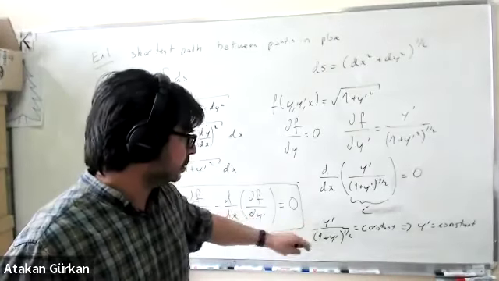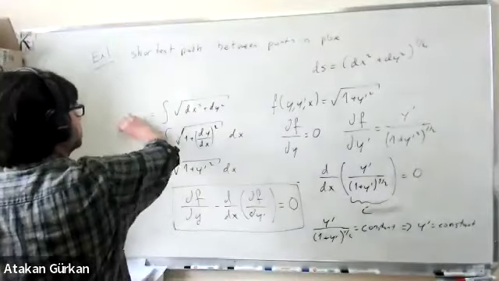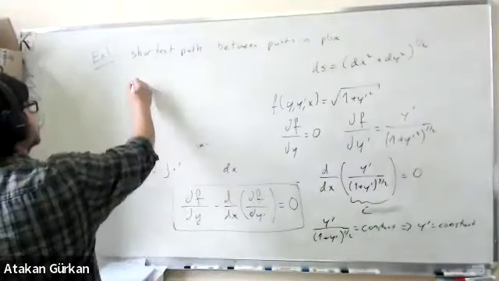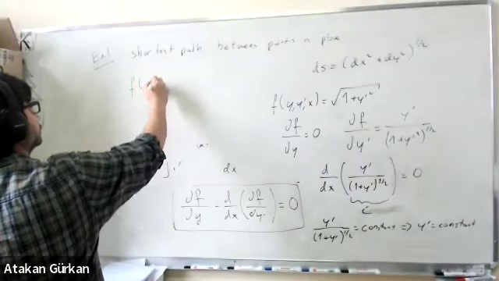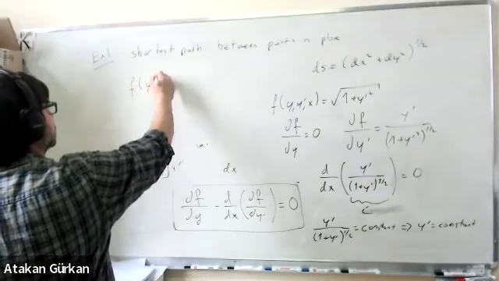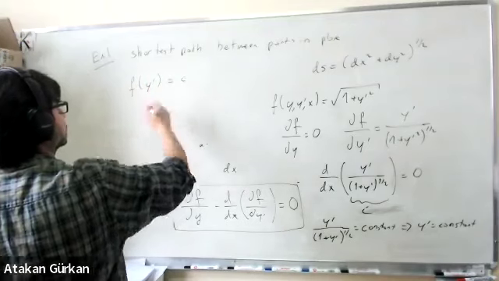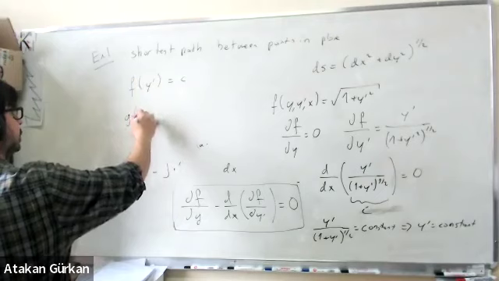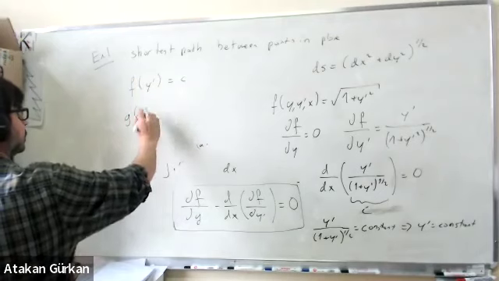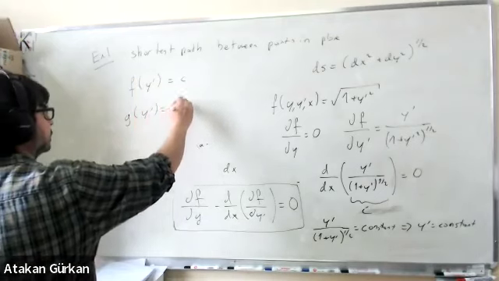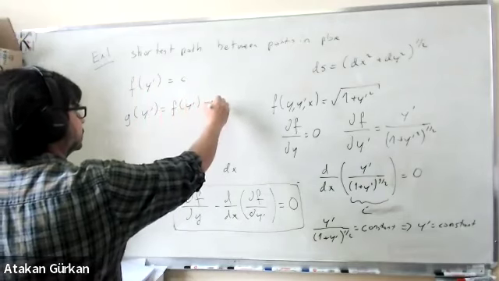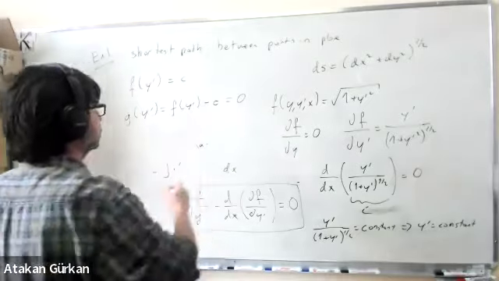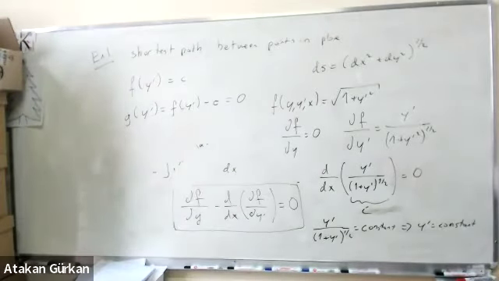Let's show this explicitly. So this is some function of y prime. We can call this anything, it's a constant. Now I'm going to have g of y prime defined as f of y prime minus C. This is 0.